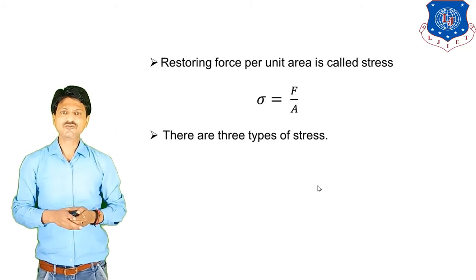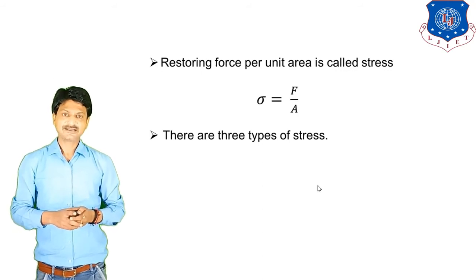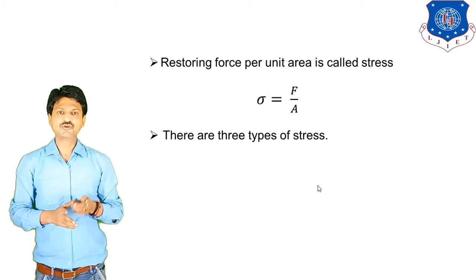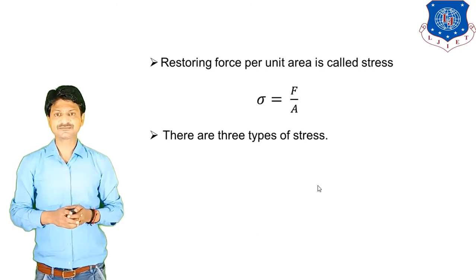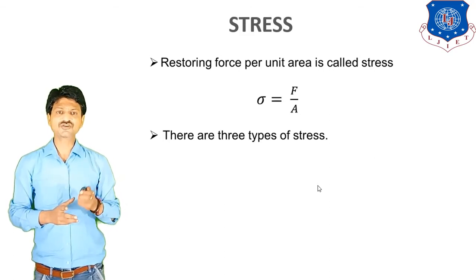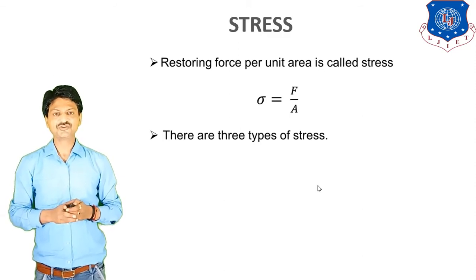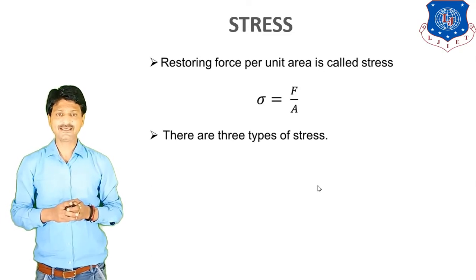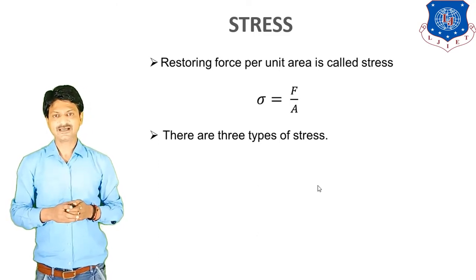Now let's move further to the concept of stress and strain, which will be very useful in the stress-strain diagram. You might be aware of the basic definitions of stress and strain. We will start with stress. It is defined as restoring force per unit area. You can see in the slide that sigma equals F by A, where F stands for force and A stands for area.